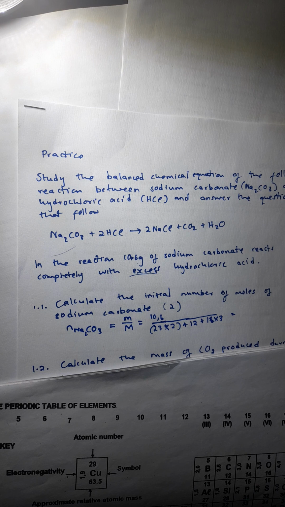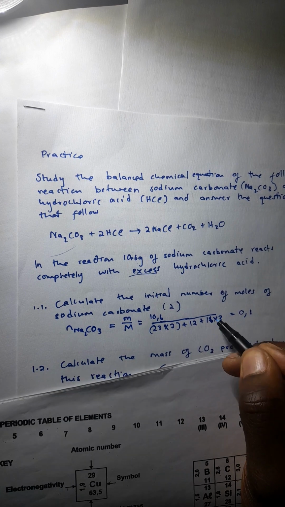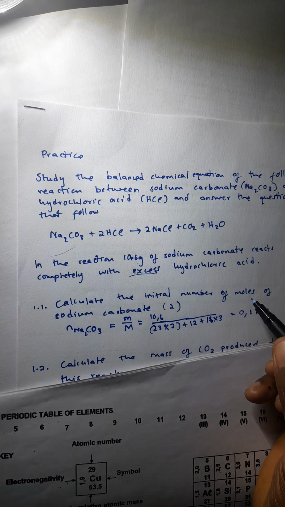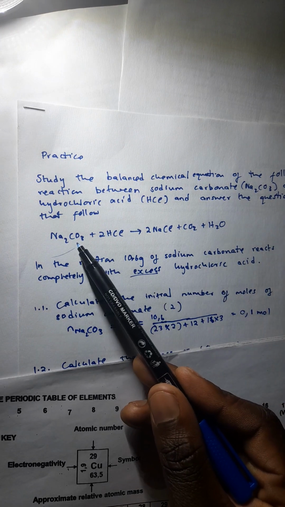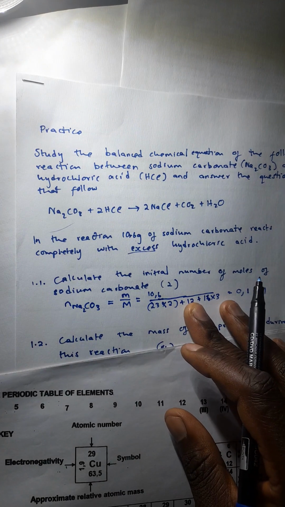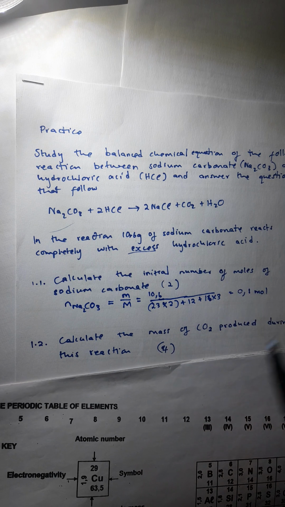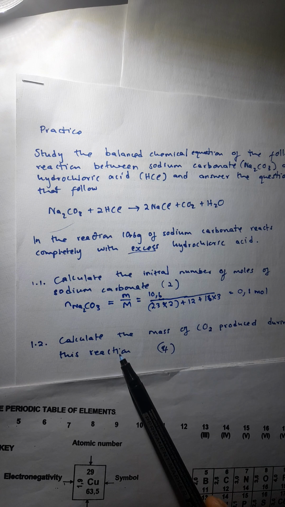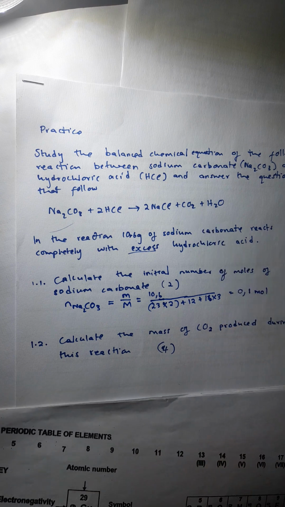I'm getting my answer to be 0.1. What are we looking for? Mole. So it's 0.1 mole. Now, I have got the number of moles of sodium carbonate, which is the limiting reagent. And the next question wants to find out the mass. Calculate the mass of carbon dioxide produced during this reaction. So they're looking for the mass of carbon dioxide.